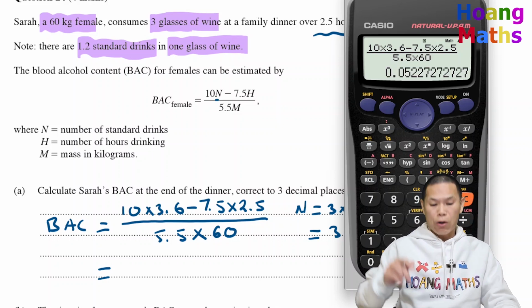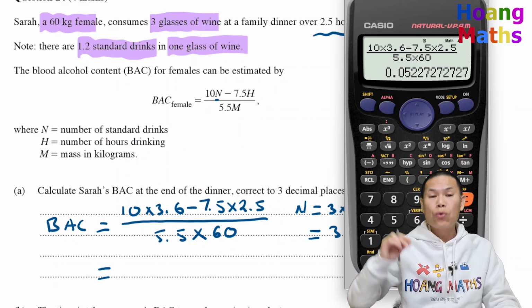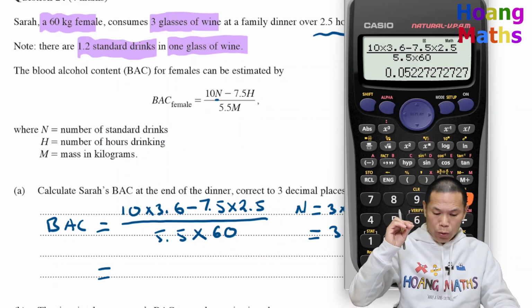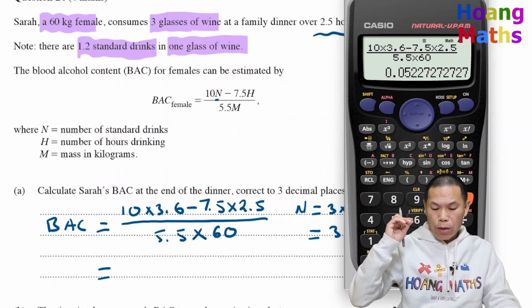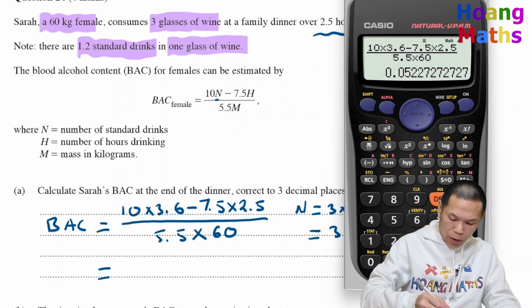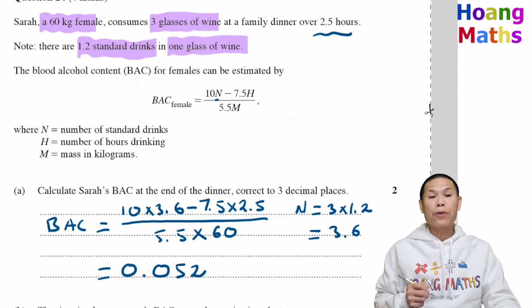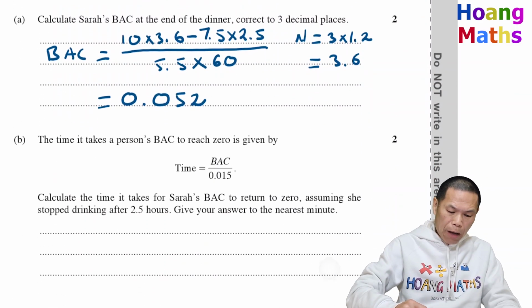So there you go, 0.0522 and so on, correct to 3 decimal places. So that will give me 0.052. There you go.